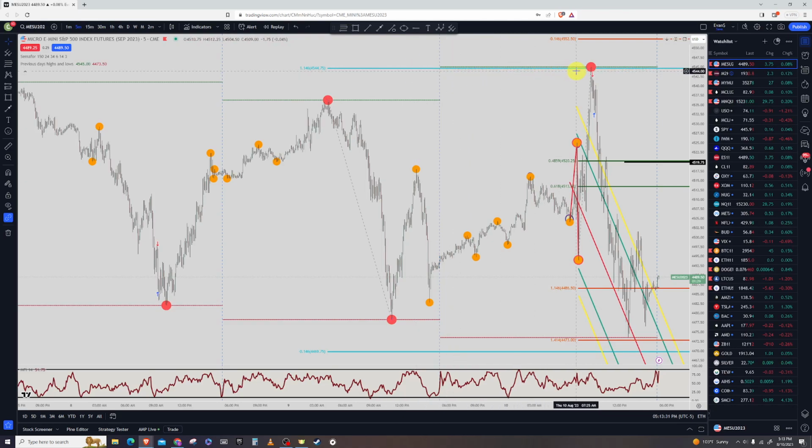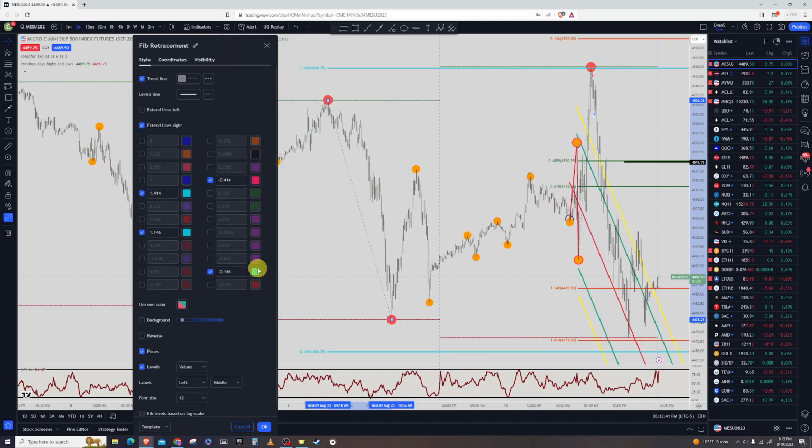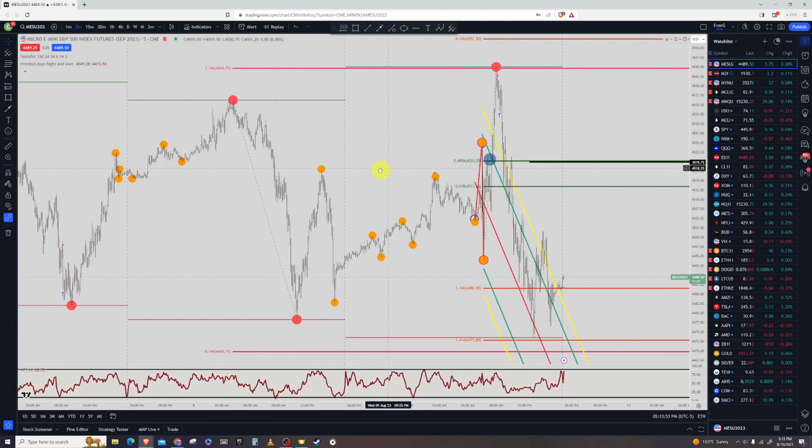Probably make it darker so it's easier to see. I think I will make it darker. I don't like that teal color. What should I make it? That pink would be a good one. Let's see. That's the wrong one anyways. Okay, why isn't that? There we go. Okay, we'll just leave it at that pinkish color. It's a little bit easier to see.